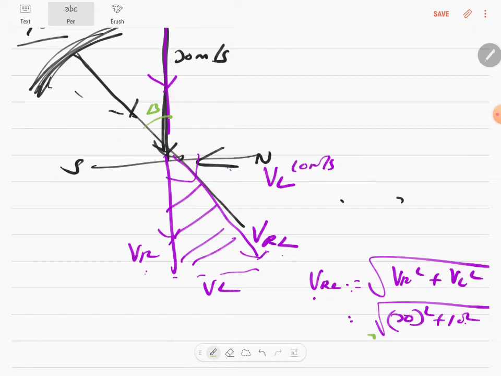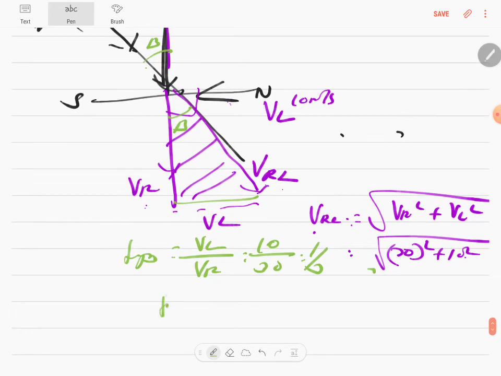Which is tan beta. And what is tan beta? You can construct it: tan beta is opposite by adjacent. What is tan beta? VL, velocity of the lady, by velocity of the rain. What is the velocity of the lady? 10. By the velocity of the rain? 30. So 1 by 3. Therefore tan beta is equal to 1 by 3. Beta is equal to tan inverse of 1 by 3.